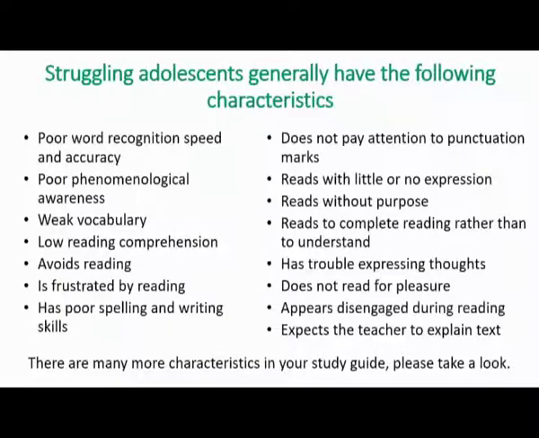Then when it comes to adolescents who are struggling with learning to read, they usually have these characteristics as to identify who are the struggling adolescents. So for instance, poor word recognition, speed and accuracy, weak vocabulary, they have little or no expression. So these are all characteristics that a student will show that indicates that there's a bit of a problem with reading. In your study guide, you'll note that there's many more of these characteristics. Please take a look and be able to at least list quite a few of them.